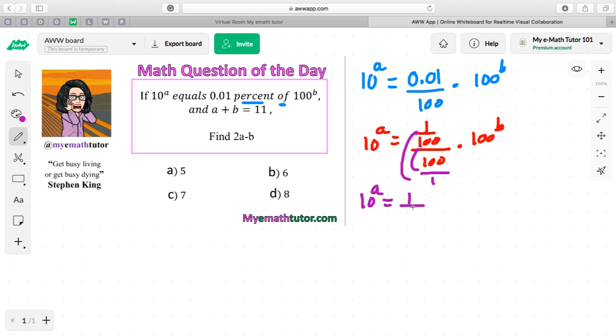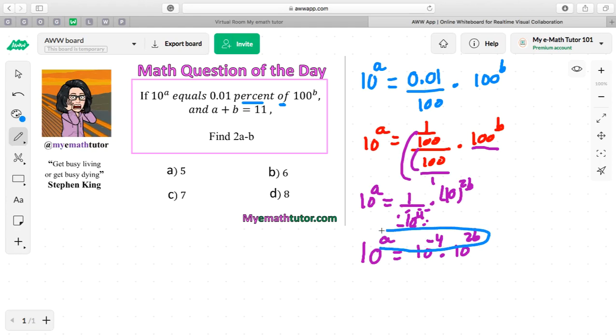Now look, there are 4 zeros. So I can say that that's 10 to the 4th times, instead of writing 100 to the b, I'm going to write 10 to the 2b, right? Because 10 times 10 is going to give me 100. Now from here, I'm going to have 10 to the a equals 10 to the negative 4, because I'm bringing this to the top, so that's why the sign changes, times 10 to the 2b. Bingo. I can now get my exponential equation. So I can say from here that a equals negative 4 plus 2b.